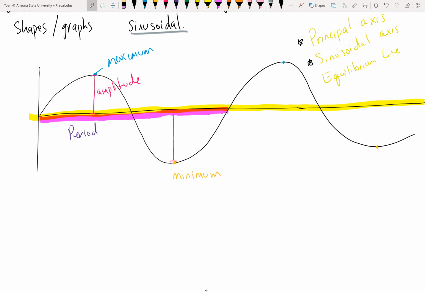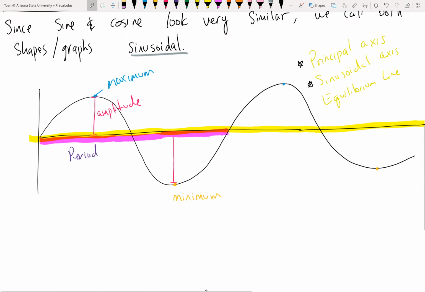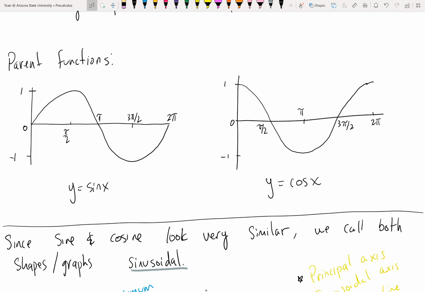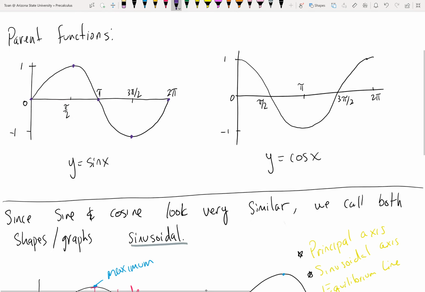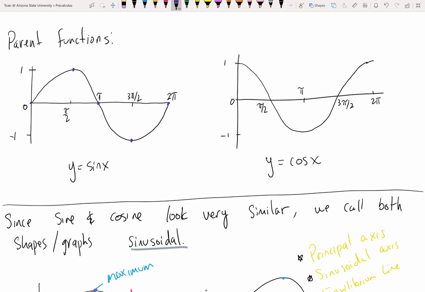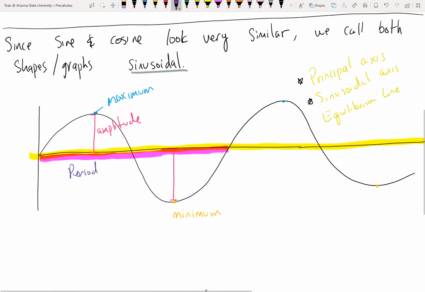Now, okay, graphing the basic shape, the parent function, should be easy. I mean, we already did it right here, right? (0, 0), (pi/2, 1), (pi, 0), (3pi/2, -1), and (2pi, 0). So these points are easy to find. Same thing with the cosine function: (0, 1), (pi/2, 0), (pi, -1), (3pi/2, 0), and (2pi, 1).